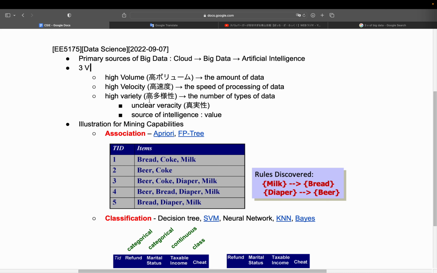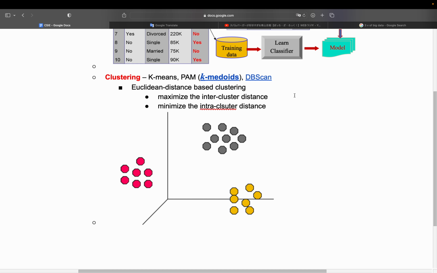Okay, so for the given graph here, we have Euclidean distance-based clustering. In this example, the simple idea of clustering is to maximize the intercluster distance and minimize the intra-cluster distance. Intercluster: there's cluster A, cluster B, cluster C. We want to maximize the distance between these groups and minimize the distance within each group.